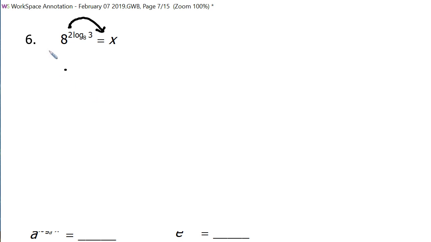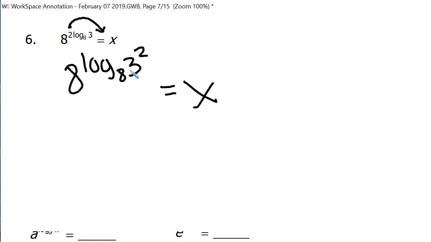8 to the log base 8 power, and the 3 needs to be squared. And that equals X. So once I pull the exponent back, the 8 to the log base 8 cancels, and what's left? 9. Yeah, 3 squared, which is 9. So the answer is 9.